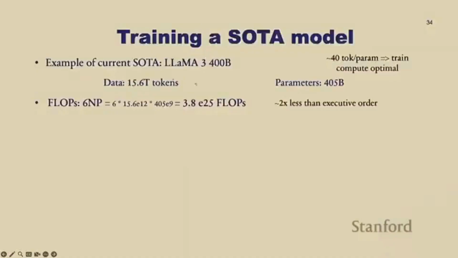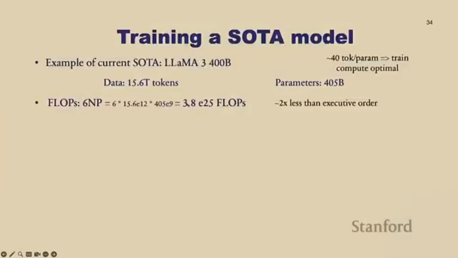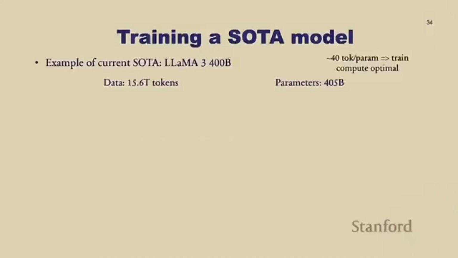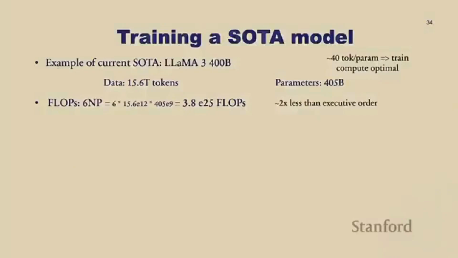FLOPs for this model. One simple way to compute FLOPs is 6 times the number of parameters times the number of data that you train on. If you do the simple calculation here, it's 3.8e25 FLOPs. The reason why this is important is that if you followed the news a little bit, there's an executive order from Biden that basically says that once you have 1e26 FLOPs, then you have special scrutiny on your models. So they went 2x less than that. They really went right below this to not have special scrutiny. So 3.8, I might be off by a little bit, but it's definitely under the 1e26. P is parameters, N is data, number of tokens. This is just an approximation.